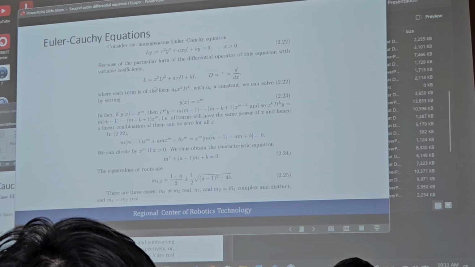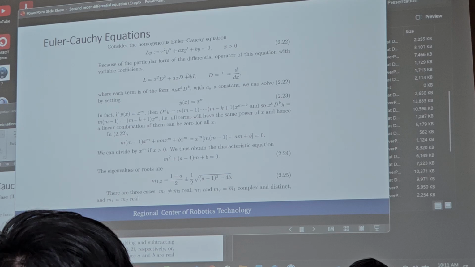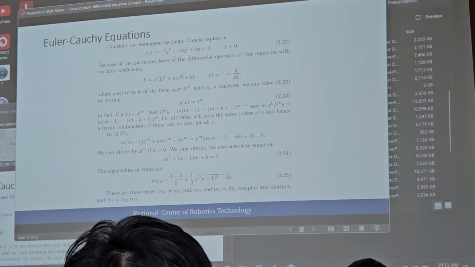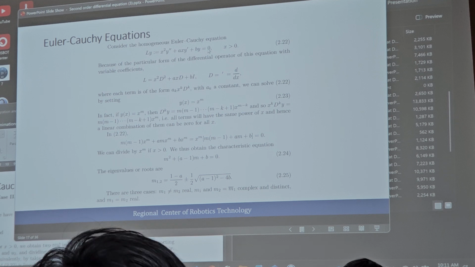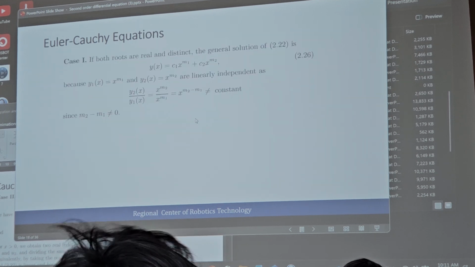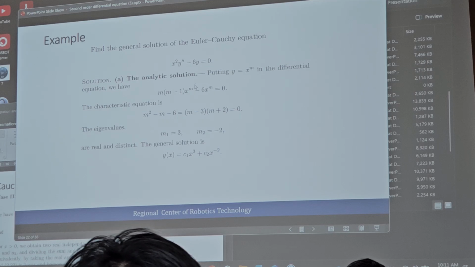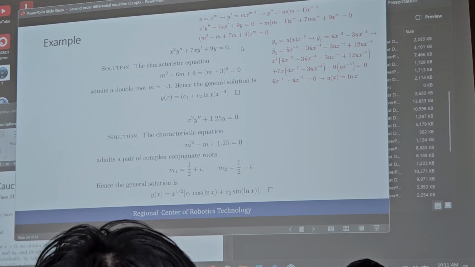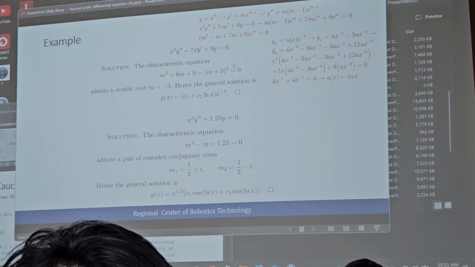Okay, next you have this one. Similar to Cauchy and Euler-Cauchy, right? For second order, you have this one. I already explained this one. This one has more details to solve. I'll give you some solution to solve this one.